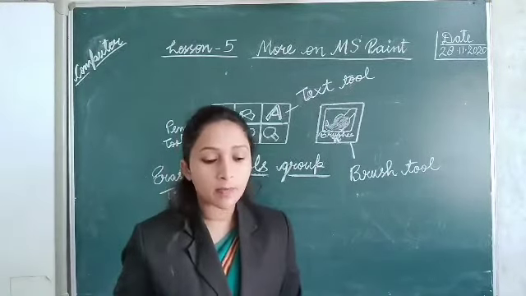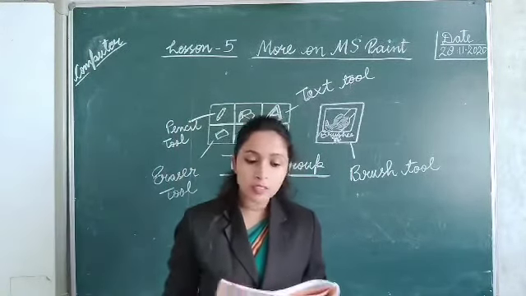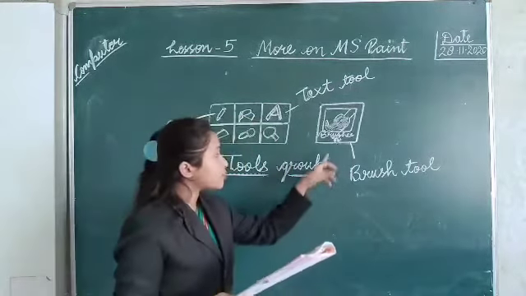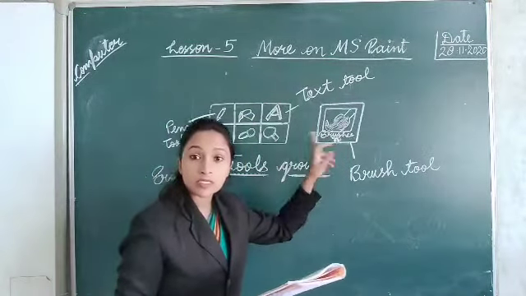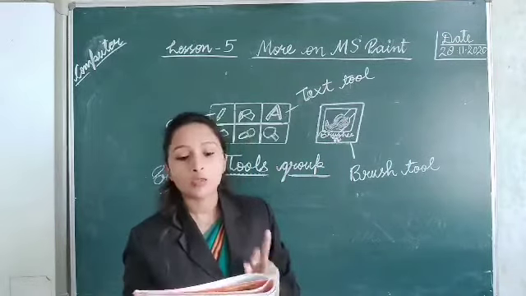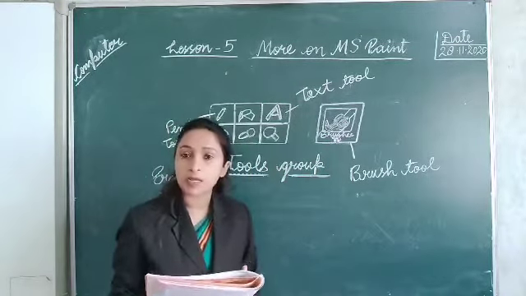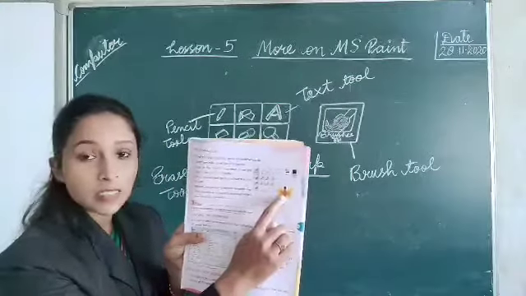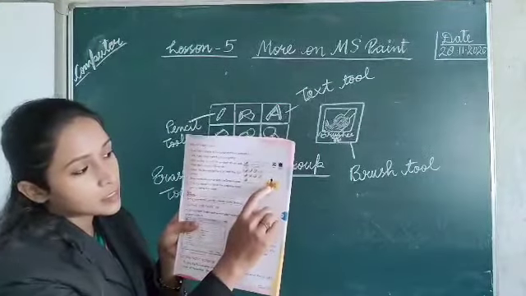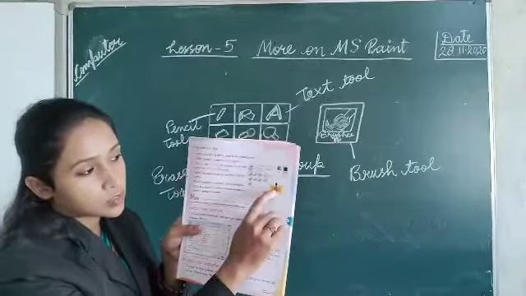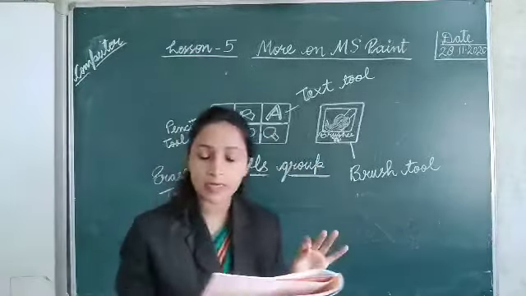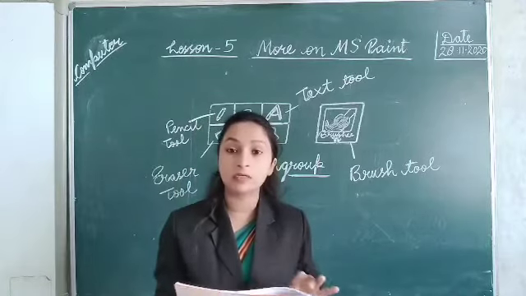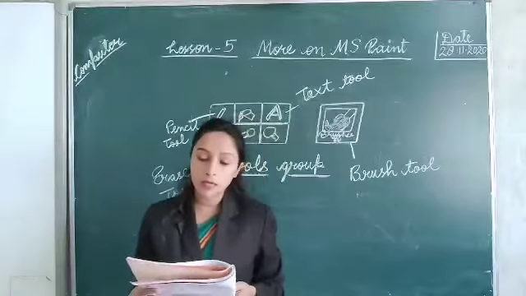Next, using airbrush tool. Airbrush tool is used to spray color on the drawing area. In the drop down menu, there is the airbrush tool also. So the airbrush tool is used to spray color on the drawing area to get a picture like this. Here, in the red color butterfly, the airbrush tool is used. So to get a picture like that, you can use the airbrush tool.